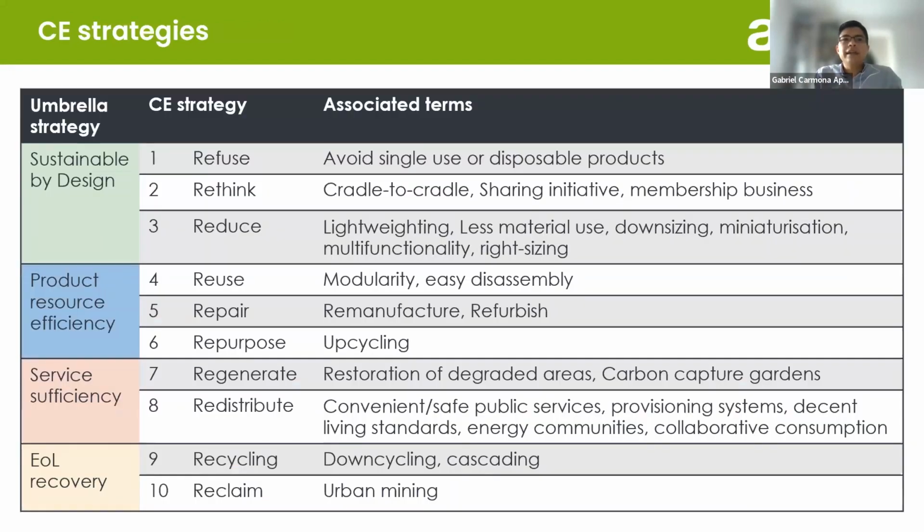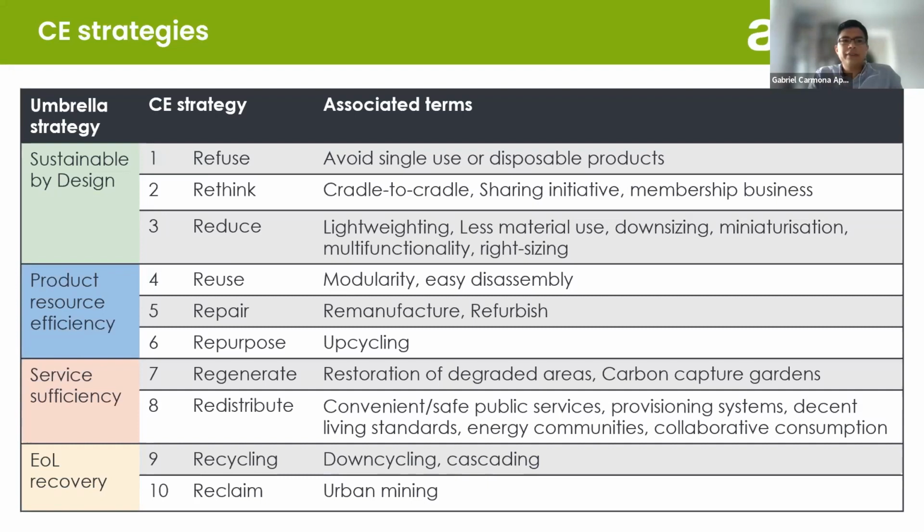Now, in terms of the circular economy strategies, and based on different literature reviews, we have 10 circular economy strategies that we would like to promote. They can be grouped into 4 umbrella strategies. So the first one is sustainable by design, where we have refuse, such as, for example, avoiding single-use or disposable products, and rethink, which is how can I redesign my products, for example, adopting a cradle-to-cradle approach or sharing initiatives, and reduce, which includes very common or well-known practices such as lightweighting, less material use, downsizing, or right-sizing.